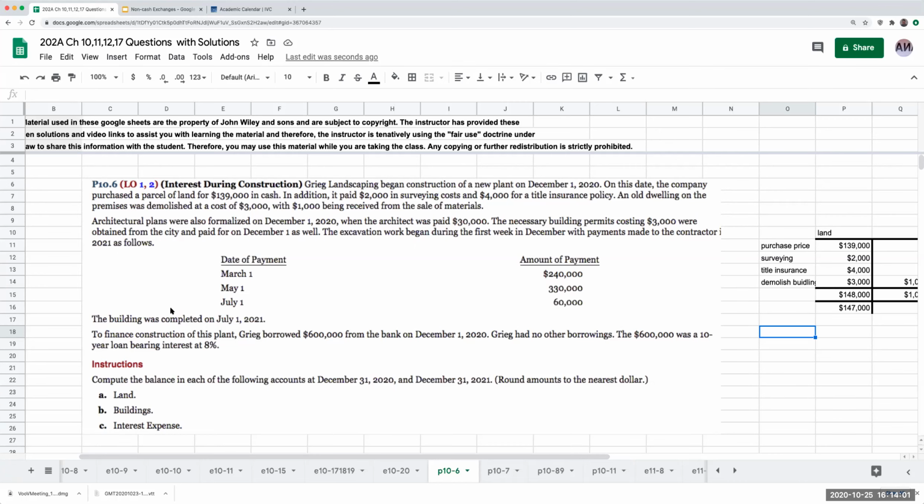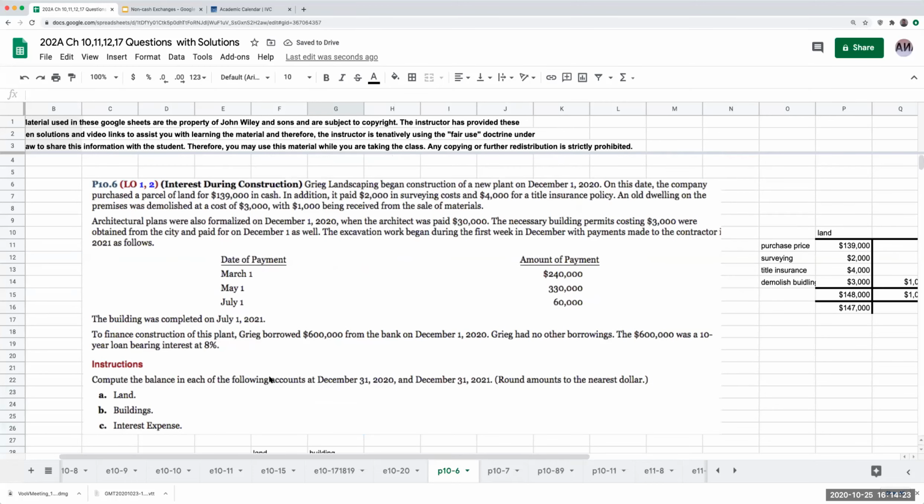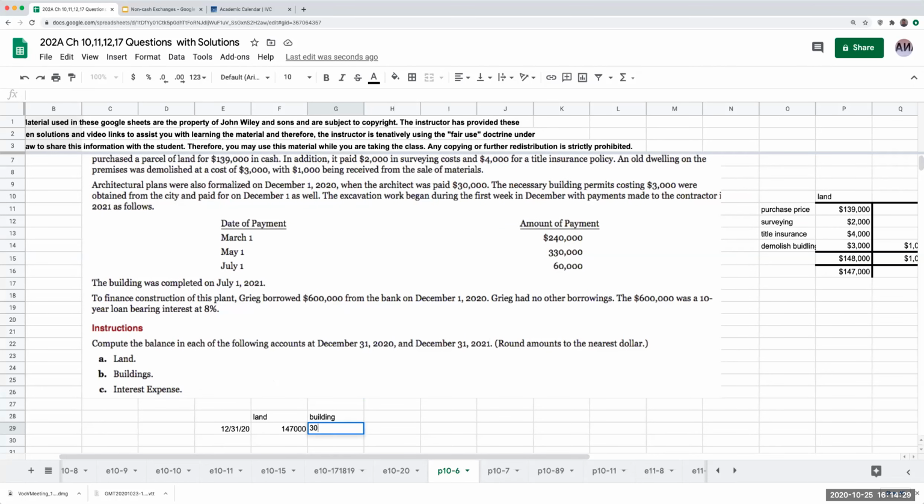So let's go first and figure out what do we need to do for 2020. So when I look at over here, 12/31/20, our land cost is $147,000. Building cost is, as of right now, going to be $33,000, excuse me. Where did the $33,000 come from? It is the architect, and then permits.